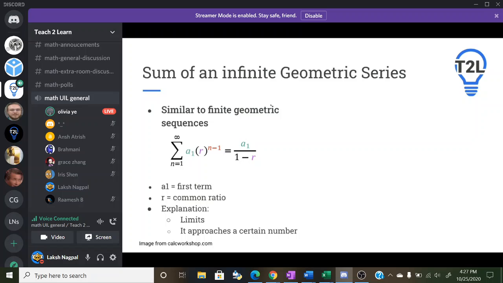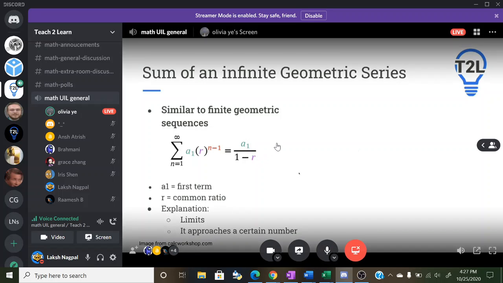So there's a max where the sequence eventually just caps and it'll never go above that number. And that's how we can find the sum of an infinite geometric series. And that's how limits work. It's kind of the limit of where it stops.